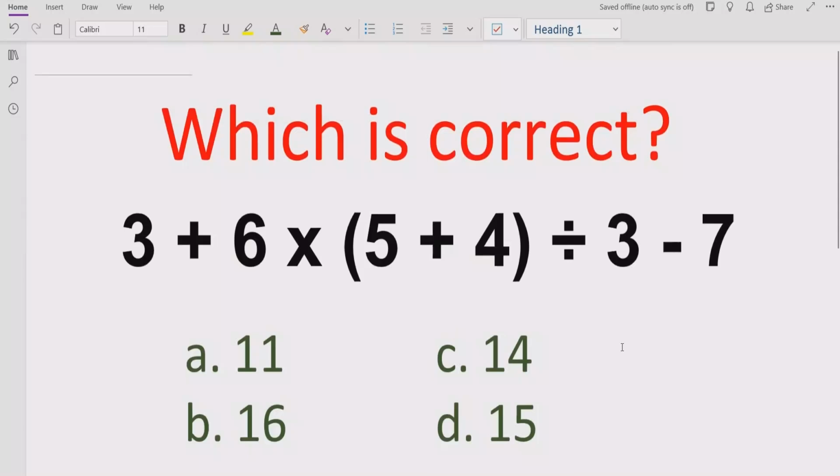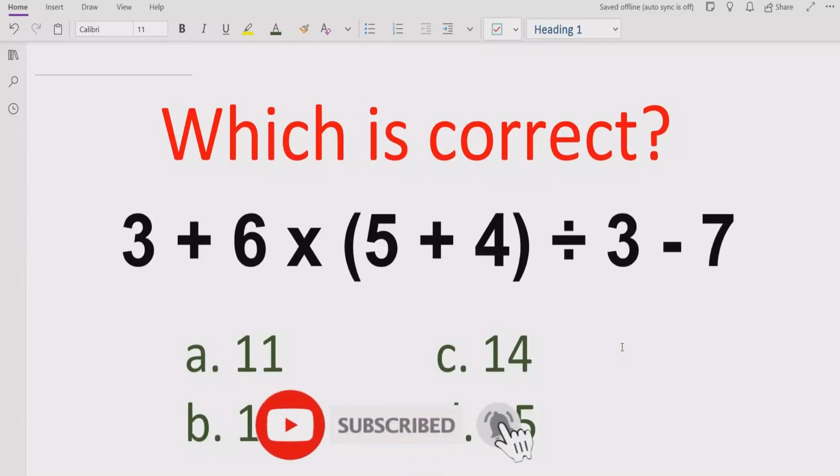Today we will learn about another quiz and we will solve it to find the answer. So here we have an expression which contains the basic operations of math like plus, division, multiplication and subtraction. Now we have to see what number we will get. First we will solve it and after that we will get the correct answer.